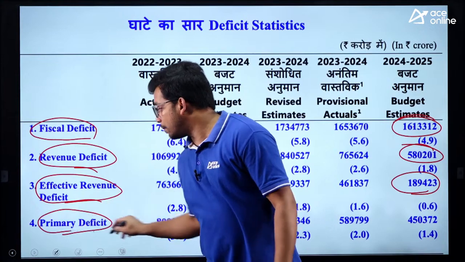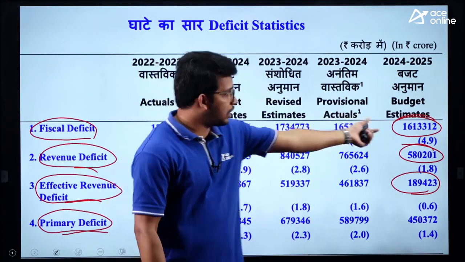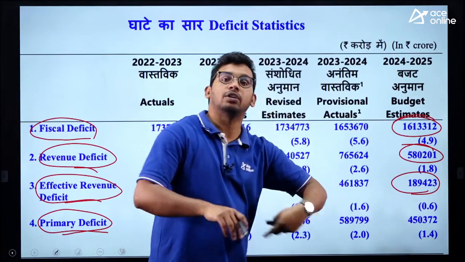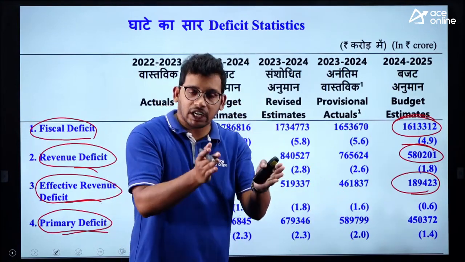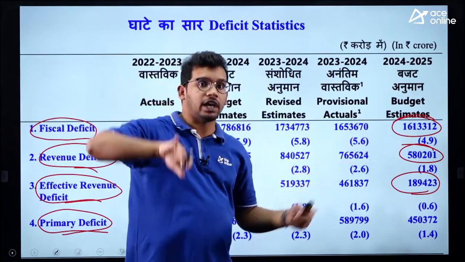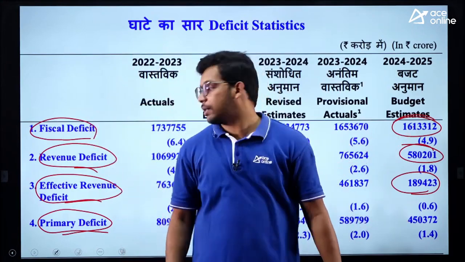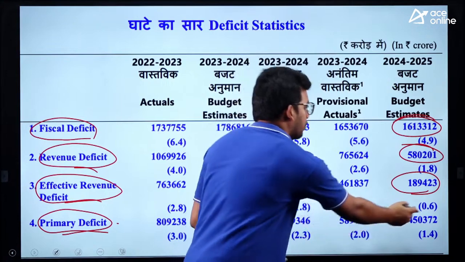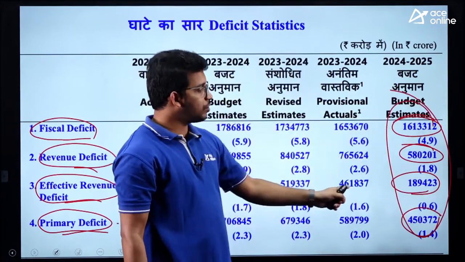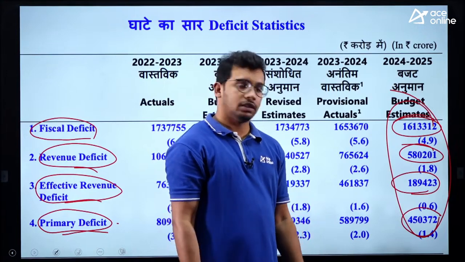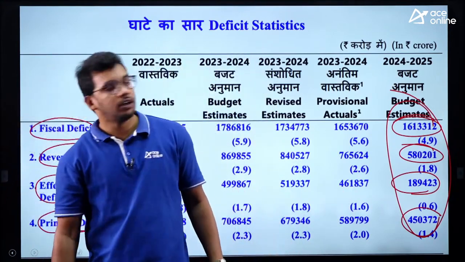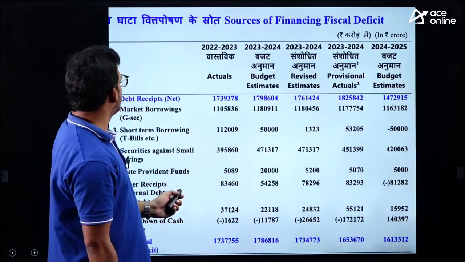And finally primary deficit. So out of this total fiscal deficit, the borrowings, how much is the government paying as interest? From the fiscal deficit, if you reduce the interest payments the government is paying on the loans they have taken, that is called the primary deficit. So this number is also important. These numbers you need to remember: fiscal deficit, revenue deficit, effective revenue deficit, and finally the primary deficit, right.